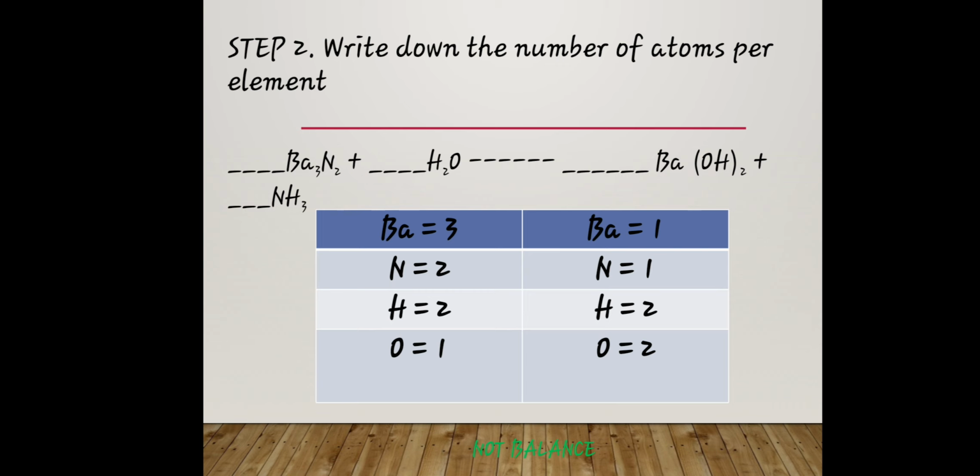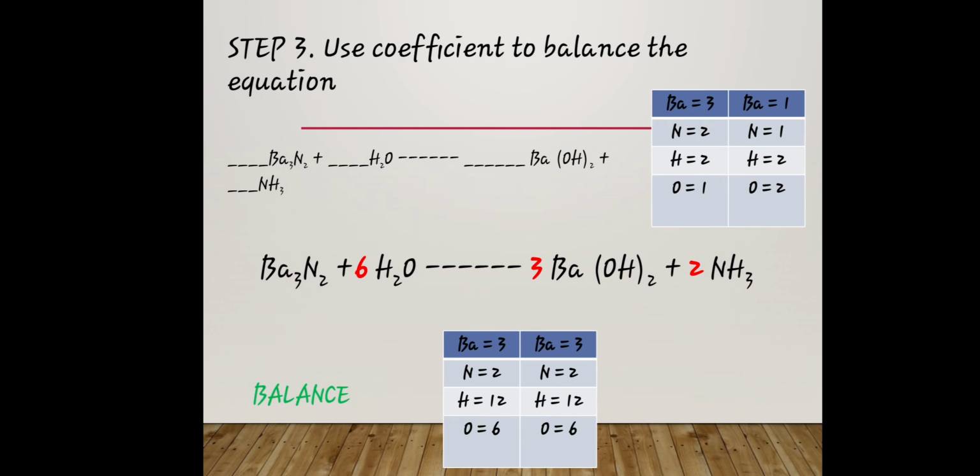For the product, barium, we have 1. Nitrogen, we have 1. Hydrogen, we have 2. And oxygen, we have 2. So let's now try to balance this equation. Use coefficient to balance the equation. How? Sabi ko nga, by putting a certain coefficient. So let's start on the barium itself.